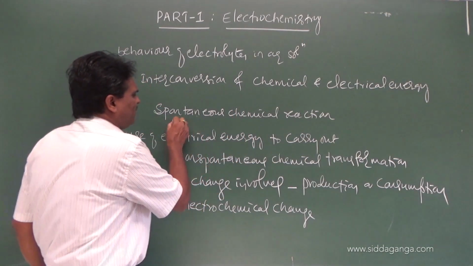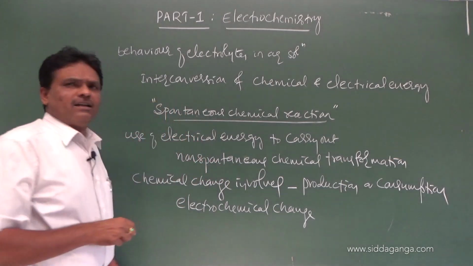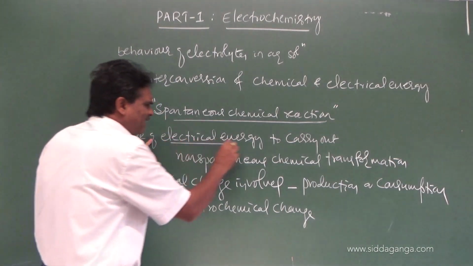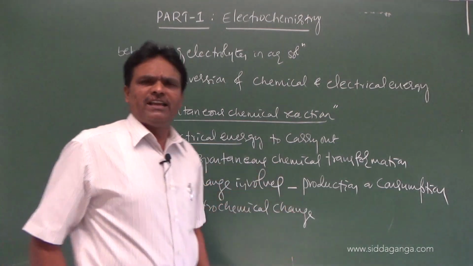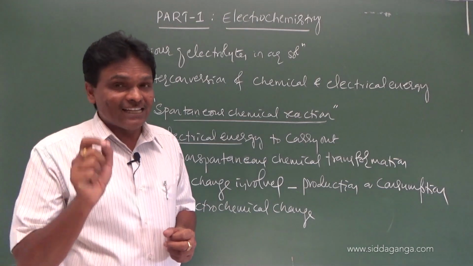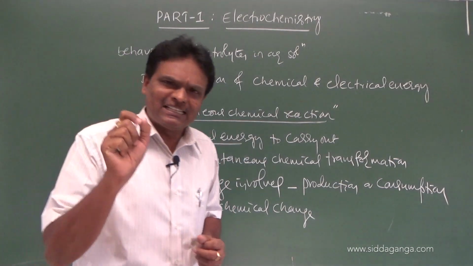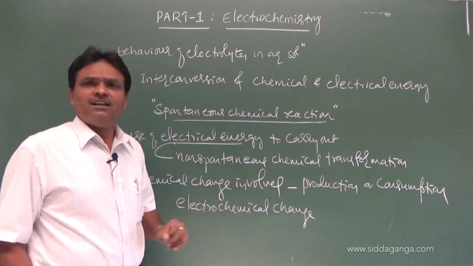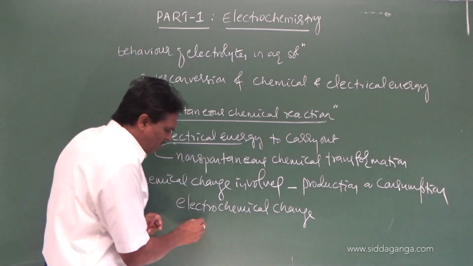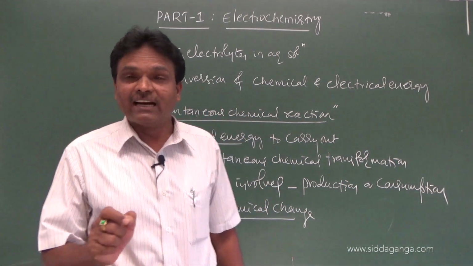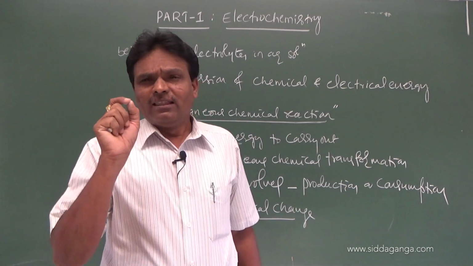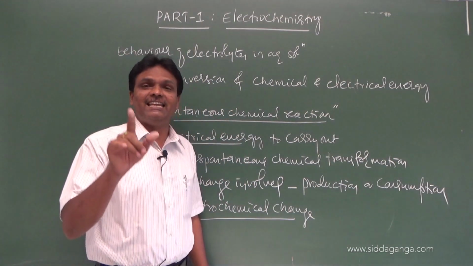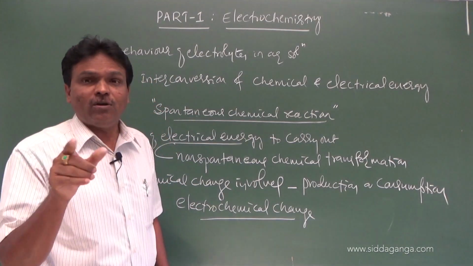Energy released in case of spontaneous chemical reactions is converted into electrical energy, and use of electrical energy to carry out non-spontaneous chemical transformations. Chemical change involves the production or consumption of electricity, that is called electrochemical change. Similarly, the production or consumption of electricity through chemical reactions is done in case of cells. They are called electrochemical cells.